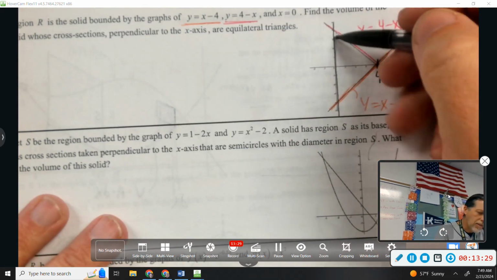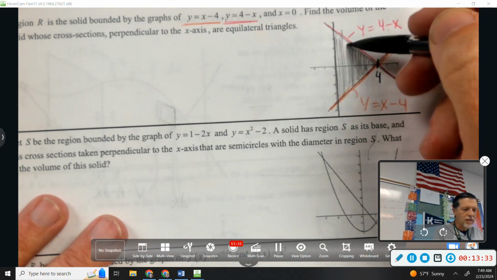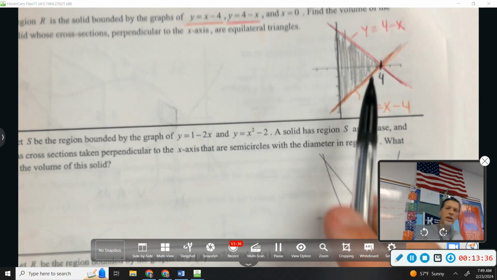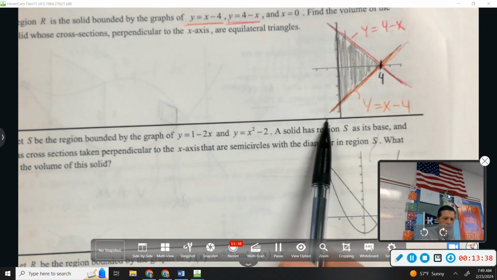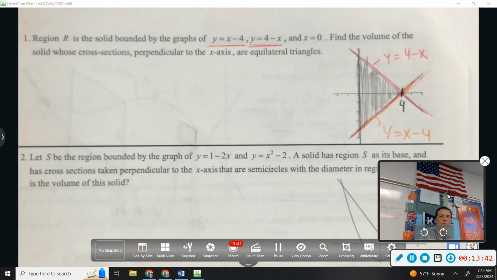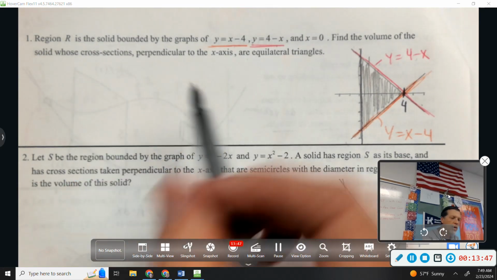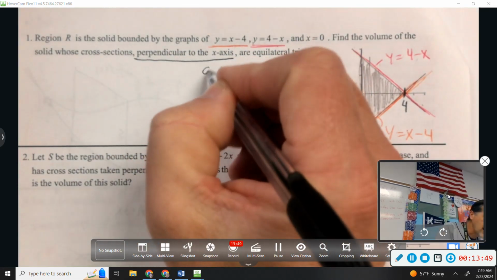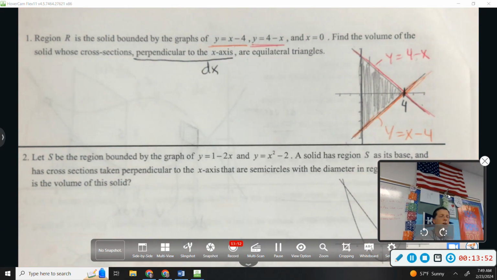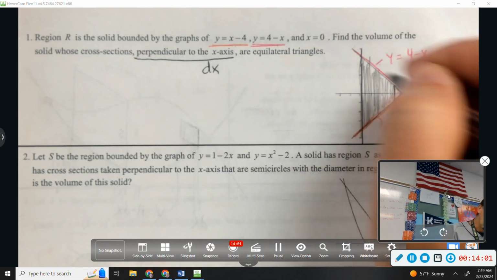So that's the base area. That's my base. Now, this could have been a problem on Wednesday's assignment, and we would have done top minus bottom from 0 to 4, and that would have told us the area. But we're not doing area. We want the volume of a solid whose cross sections perpendicular to the x-axis, so it's a dx problem, are equilateral triangles. So coming up out of the page are equilateral triangles. That's kind of hard to draw since it looks like triangles.